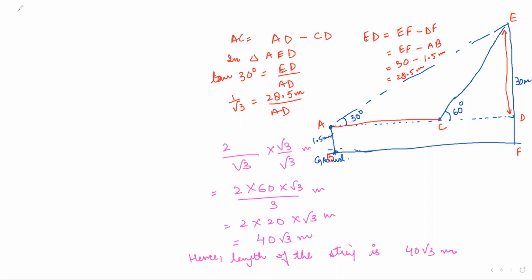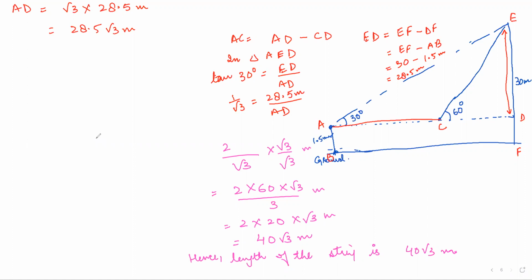Right. Now do cross multiplication. So your AD will be root 3 into 28.5 meter. Clear? Or you can write it like this, 28.5 root 3 meters. So that's your AD, right?